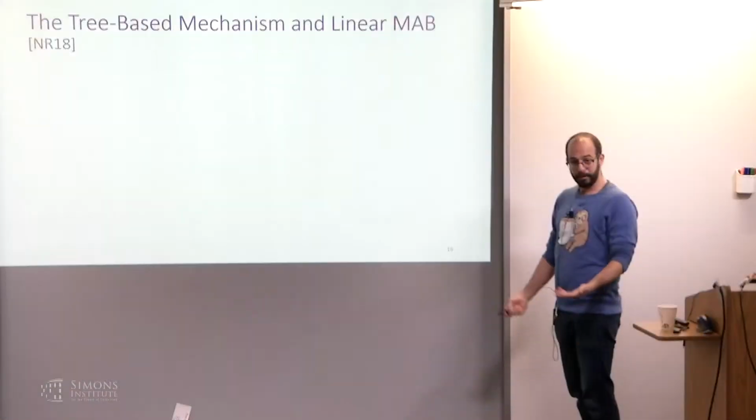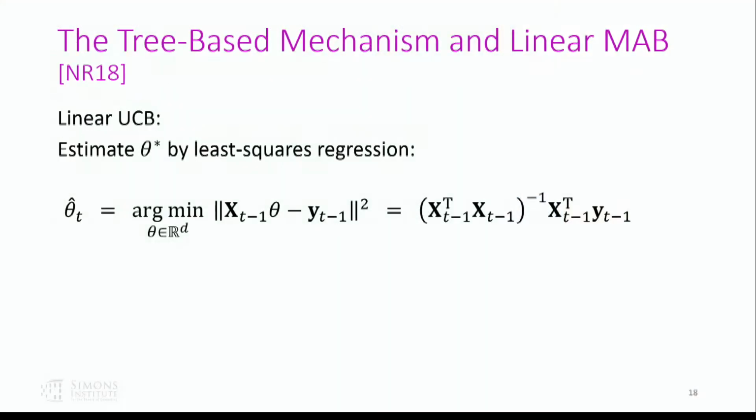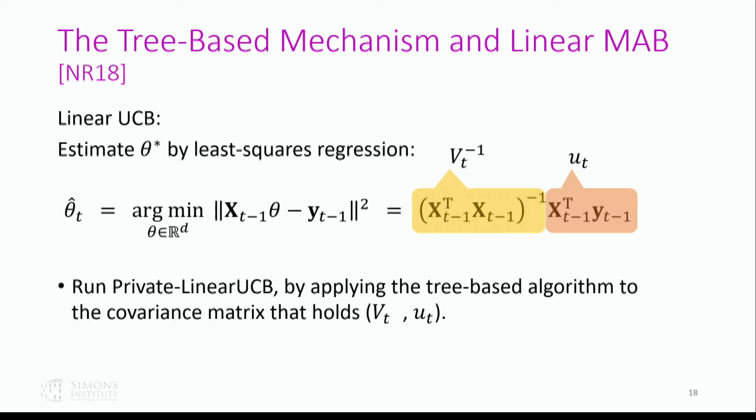To apply this to the linear bandits, we do the exact same thing. Remember, we need to solve a regression problem. That regression problem is just the result of a matrix times a vector. We apply the tree-based mechanism to this matrix and to this vector. We update the confidence bound by the fact that we have noisy estimation and how much they can affect. We need some regularization. There are issues involved, but that's the idea.